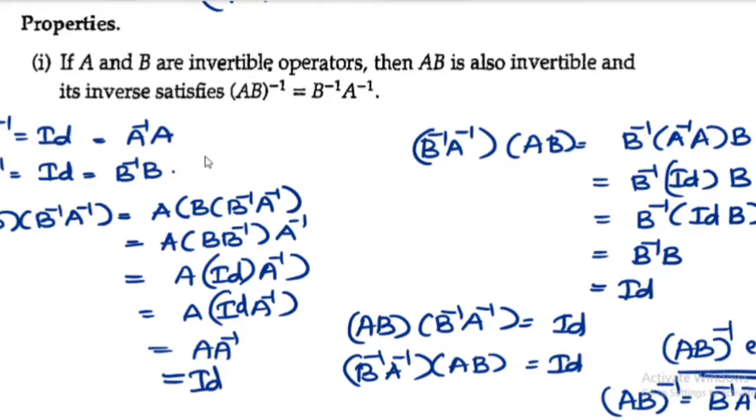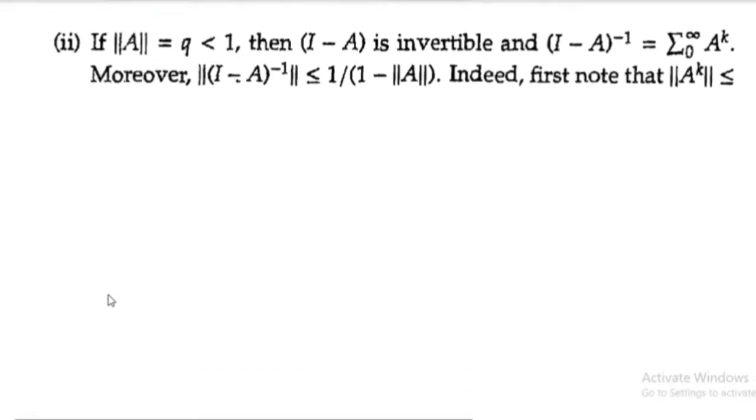Now moving to the second property. If norm of A is equal to q and q is less than 1, then I minus A is invertible and (I minus A) inverse is equal to the sum over k equal to 0 to infinity of A raised to k. Moreover, norm of (I minus A) inverse is less than or equal to 1 by 1 minus norm of A. This is what we have to prove. The given condition is norm of A is equal to q and q is less than 1.